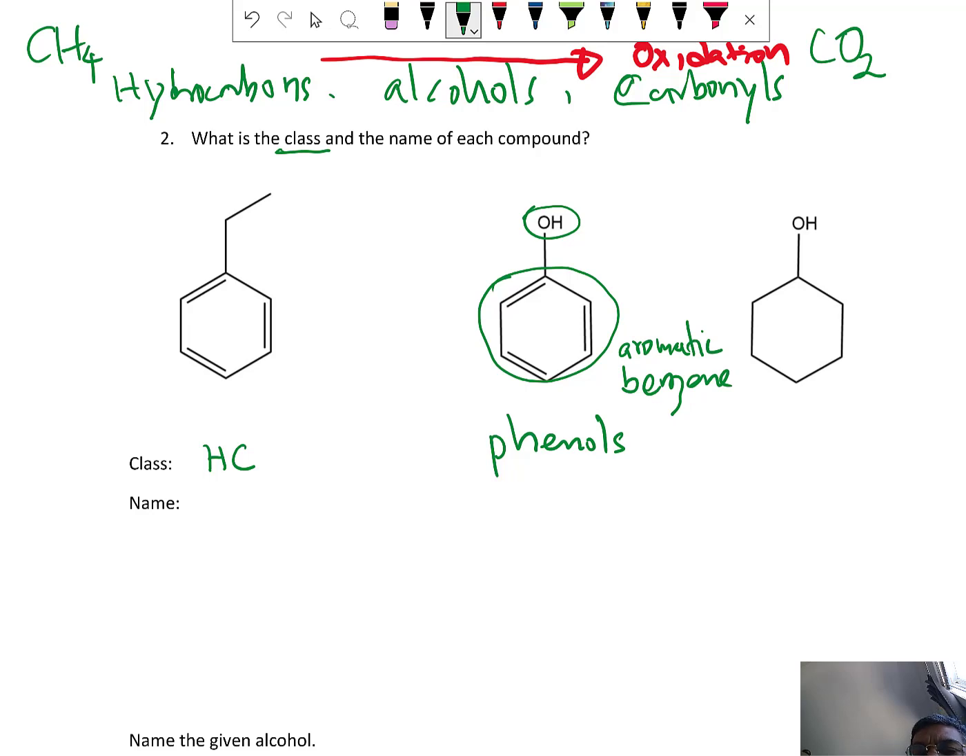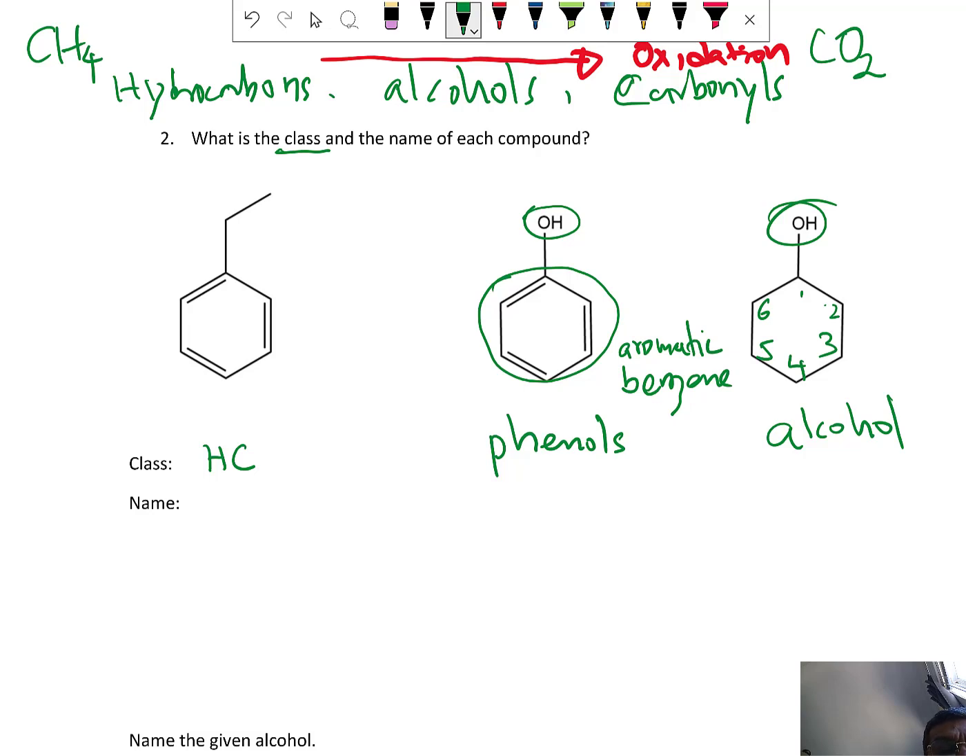And then the next one here is a cyclohexane, right? There's 1, 2, 3, 4, 5, 6. So it's cyclohexane. It's an alcohol, right? So this is an alcohol, right?